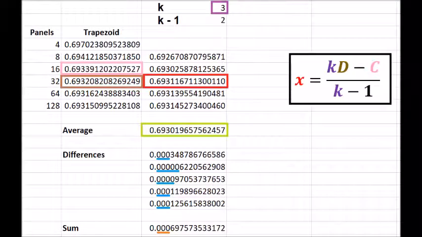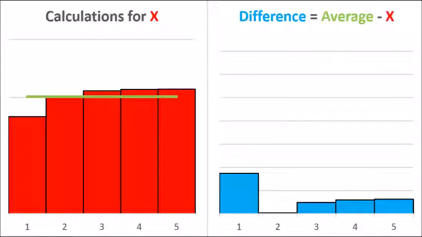How about k equals 3? We follow the same rules to compute each number in the third column. Notice in orange that there are 3 zeros. This is the sum of all the differences above it. Graphically, we see in red that the x values are more closely clustered around a common average, the green line. Also, the absolute differences, seen in blue, are getting closer to 0. This is a good sign, but let's keep going.